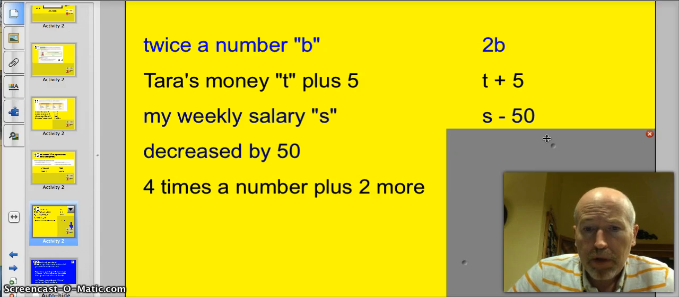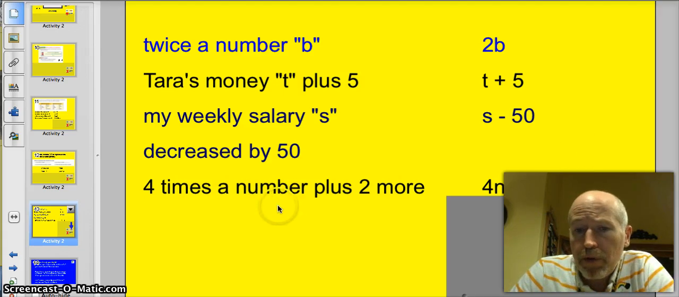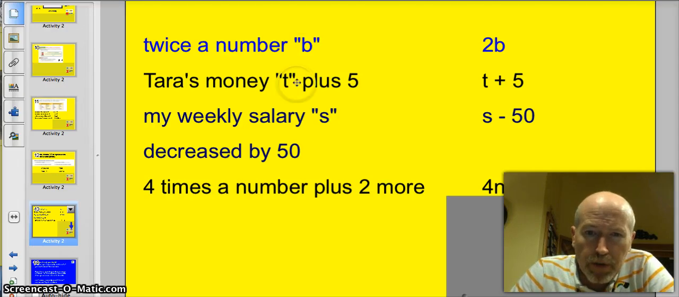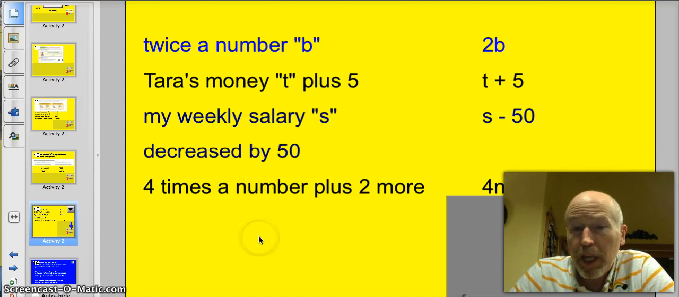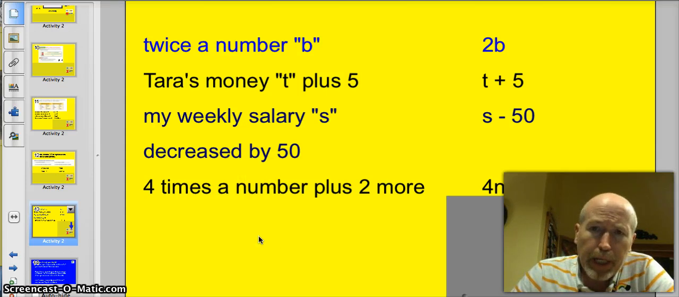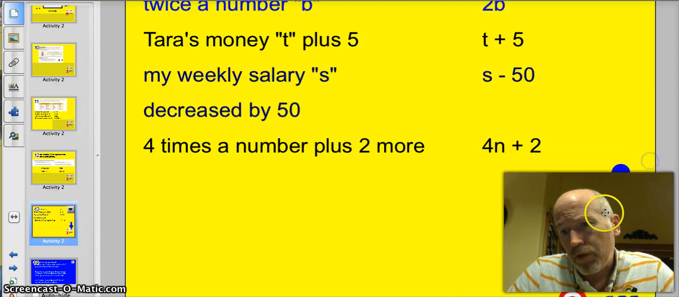4 times the number plus 2 more. 4n plus 2 more. So if they don't give you a variable, you can use n or whatever you want. But in these first 3, I gave you a variable. A lot of times they'll say that. Let A equal the number of apples eaten, or let P equal the number of pies baked. Okay? All right, let's go to the ticket for the show.